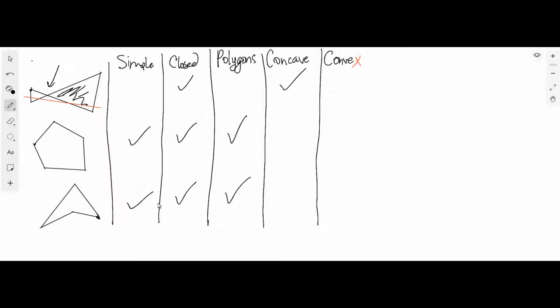This one here, if I drew a line through the sides, it would never cross from exterior to interior more than once. It goes through one edge, interior, the other edge. That's all that's ever going to happen with this figure. So this is not concave, this is convex.